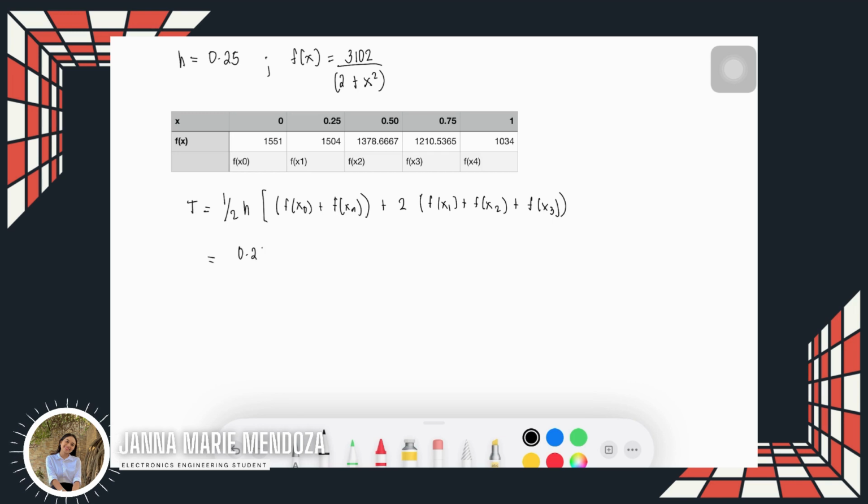Substituting the values of h and f of x, we have t equals 0.25 over 2 multiplied to the 1,551 plus 1,034 plus 2 times 1,504 plus 1,378.6667 plus 1,210.5365. We will get the approximate area of the function by trapezoidal rule, which is equal to 1,346.4258.